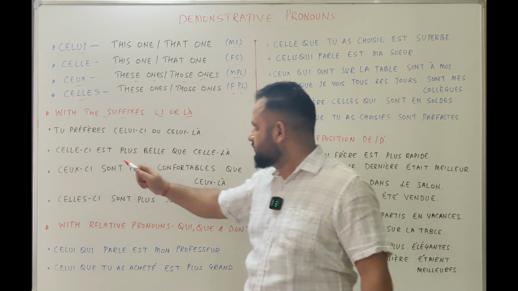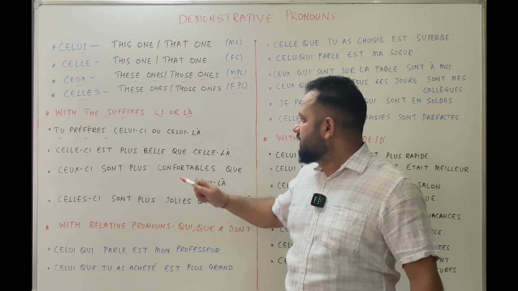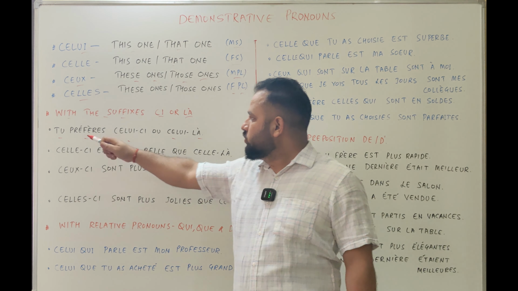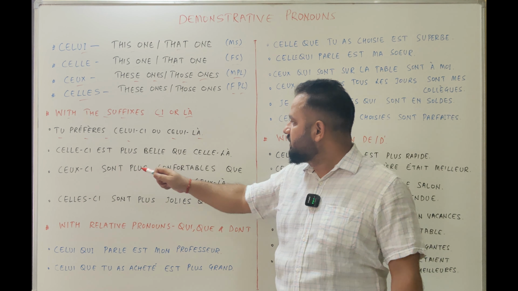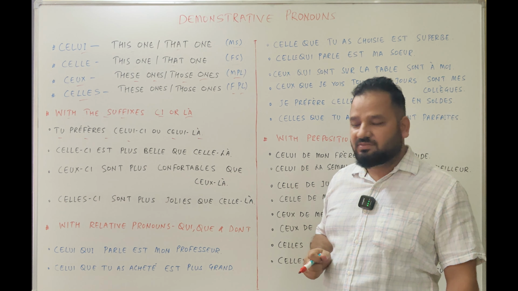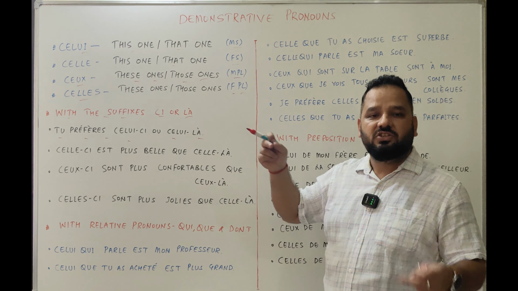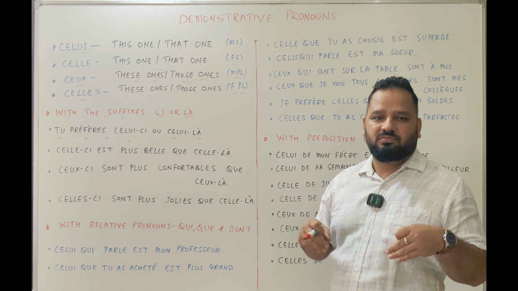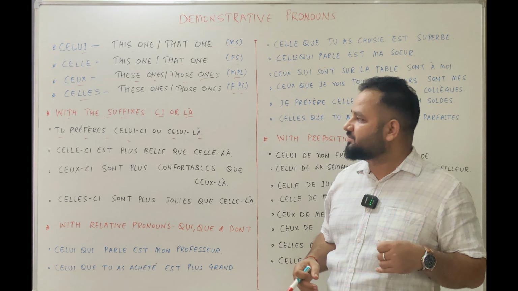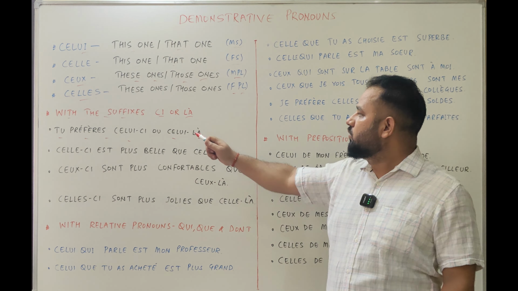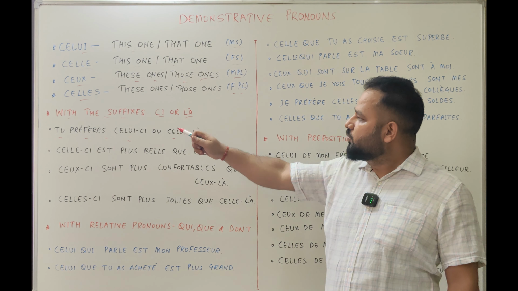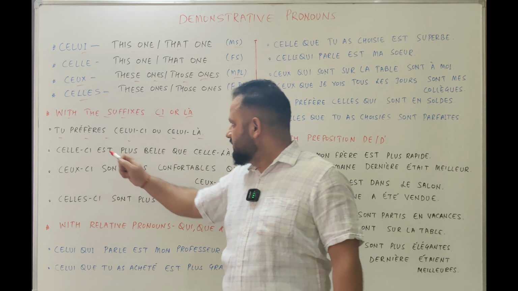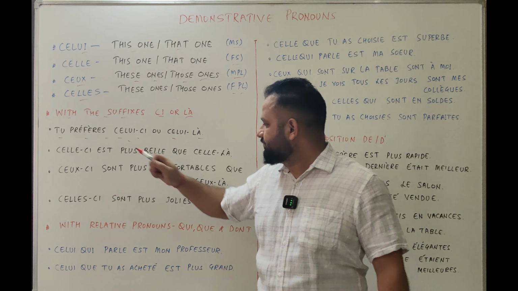Let's discuss how. First one, tu préfères celui-ci ou celui-là. You prefer this one or that one. Ci we are using for the here or near one, là for the other one. Tu préfères celui-ci ou celui-là. You prefer this one or that one. This one is for masculine singular.